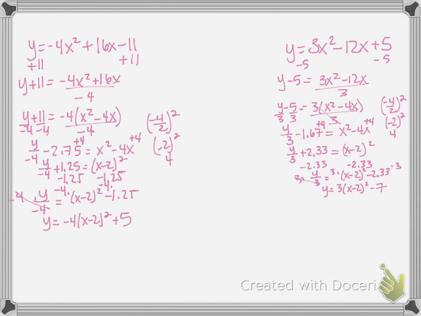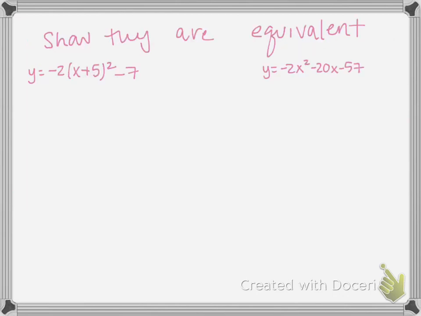Okay, why does this method of completing the square work better? You don't have to factor. The reason it would be worse is when you have a GCF that you have to take out and move over. Okay, show that they are equivalent.